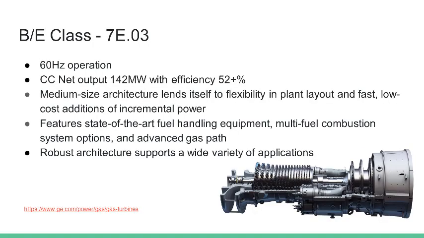My name's Abdil, and I'm going to be going over the B and E class. So in the first class, we have the 7E.03. It has a 60 Hz operation with a net output of 142 megawatts with an efficiency of greater than 52%. Its medium-sized architecture lends itself to flexibility in the plant layout, and it has a fast and low cost, so this addition allows for an increase of power.